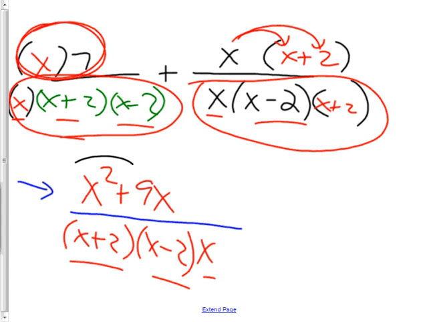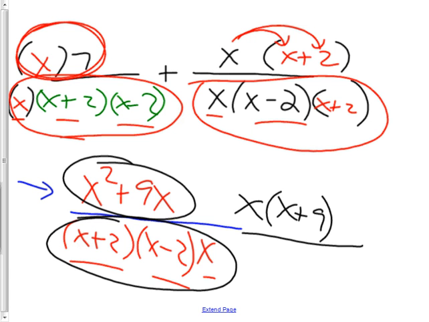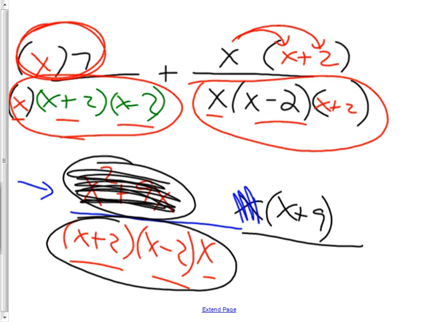If you can factor it, you should. That factors. So you'd have x times (x plus 9) over all of that stuff down here. And then, now the x can cancel. The x you didn't notice could have canceled before can cancel now. And the answer is the same as what I said it was 2 seconds ago: (x plus 9) over (x plus 2)(x minus 2).